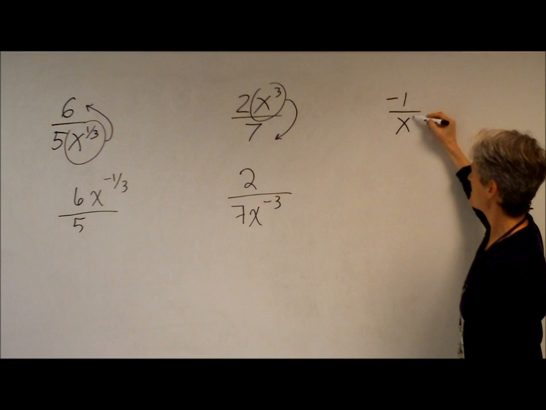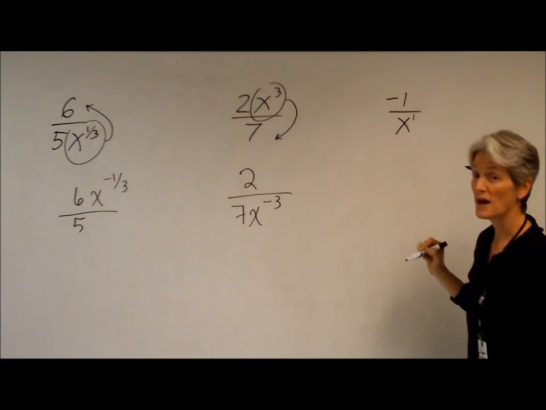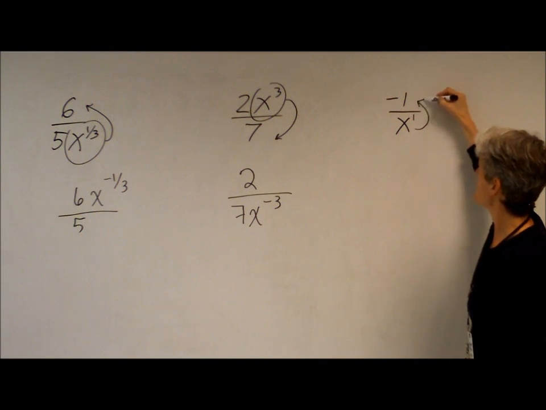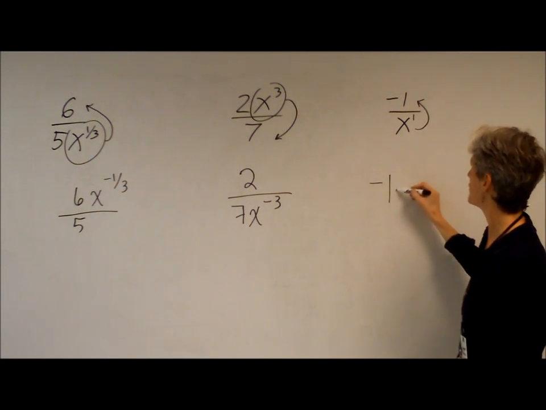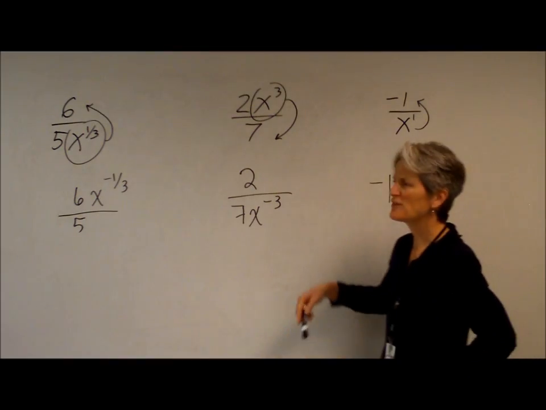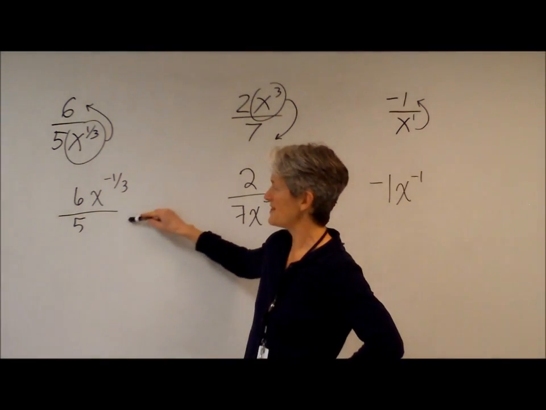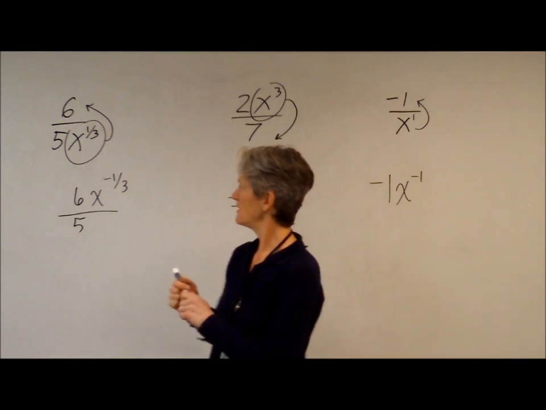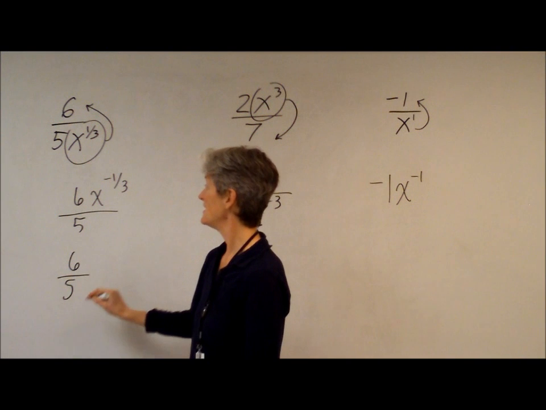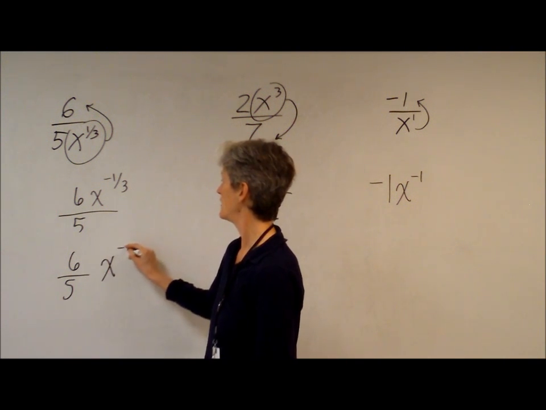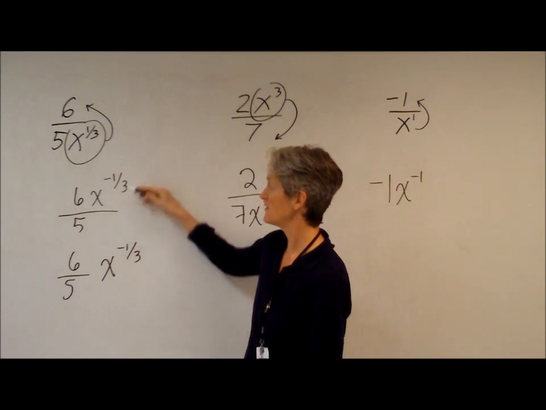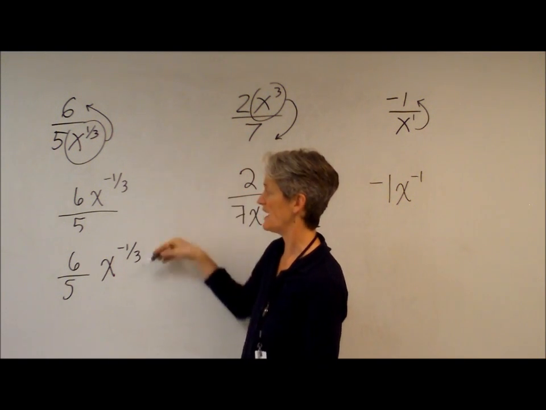Ooh, this is kind of fun. This has a little invisible exponent of 1. If I want to rewrite this with negative exponents, I'm going to be moving that into the numerator. And there you have it. One thing to also note, I could have written this one a different way, right? I could also have expressed that as 6/5 times x to the negative 1/3. Those are both ways to write this expression using a negative exponent.